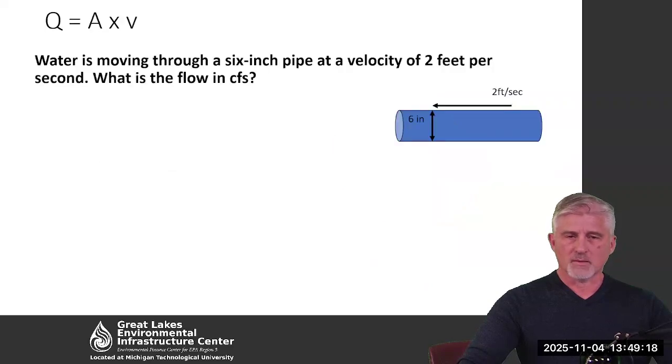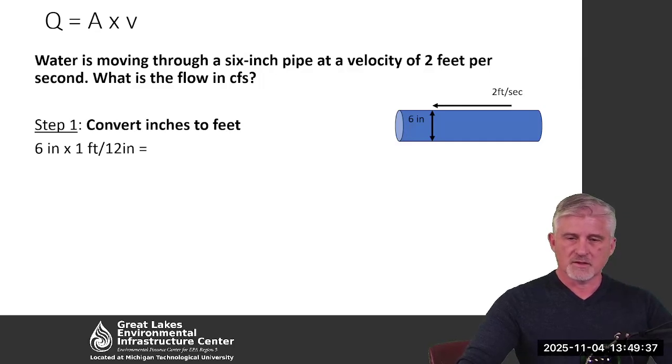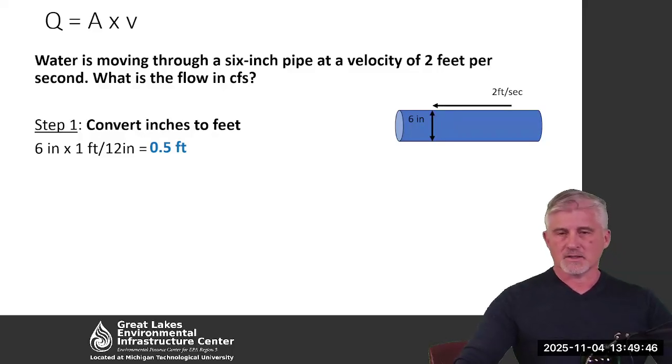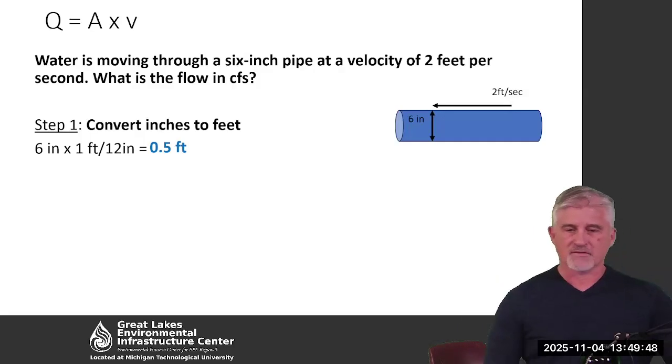So let's work a flow problem. Q equals area times velocity. Water is moving through a 6-inch pipe at a velocity of 2 feet per second. What is the flow in cubic feet per second? So our first step, we want to convert from inches to feet, so we need to work with the same units. We do that with our 6-inch pipe divided by 12 inches. So we all know that a 6-inch pipe is a 0.5 foot, or a half foot pipe.